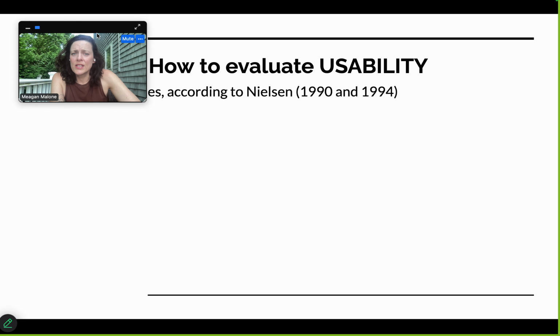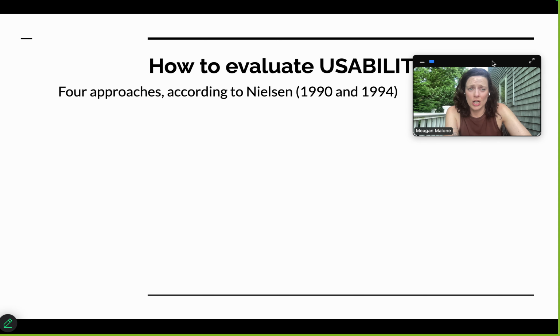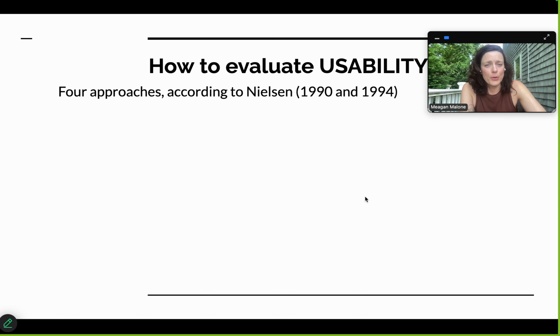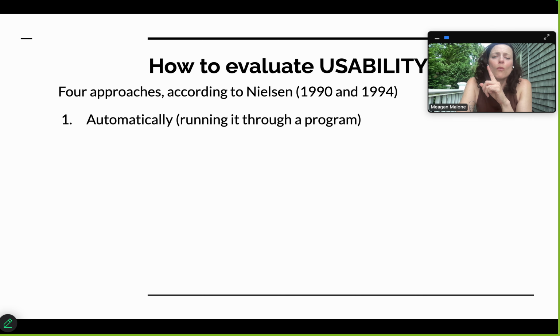Well, Nielsen's early work on this topic, he has a paper in 1990 and a paper in 1994, where he's working out these basic web interface usability concepts, and they get honed over time. But the basics are here, and he said there are 4 ways. One is automatically, and that's when you have some sort of web program that you could throw your own system into and it does an automatic check. And that's not what we're talking about.